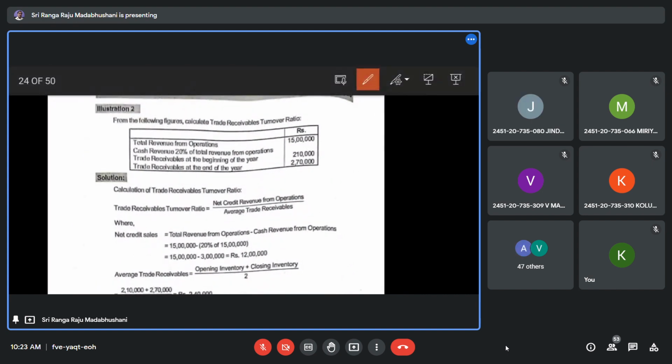From the following figures, calculate trade receivable turnover ratio. Total revenue from operations 15 lakhs, cash revenue 20% of this. So 20% is cash, which means 80% is credit revenue. Either you find out 20% and subtract from 15 lakhs, or directly find out 80%, that is credit revenue. So here 15 lakhs minus 20% of 15 lakhs is 12 lakhs, or directly you can find out 80% of 15 lakhs.